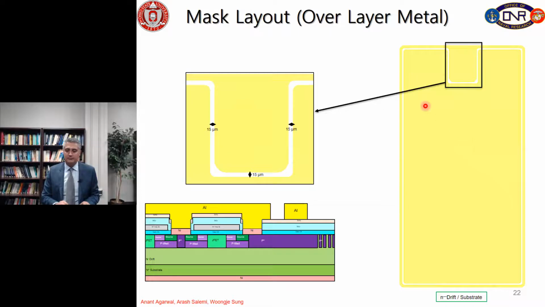Here is the mask. Here is the pad, a gate pad and source pad, and as you can see, all these corners have been rounded properly, and the distance between the source pad and gate pad is 15 micrometers.